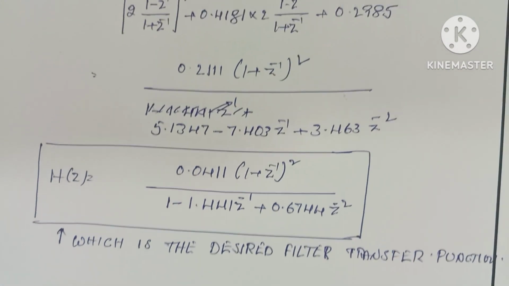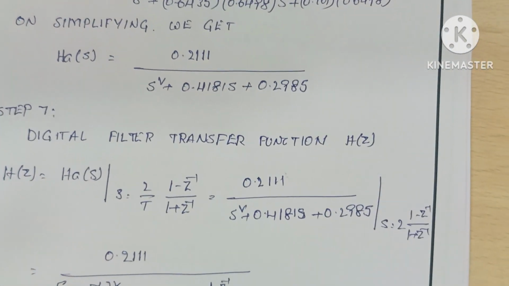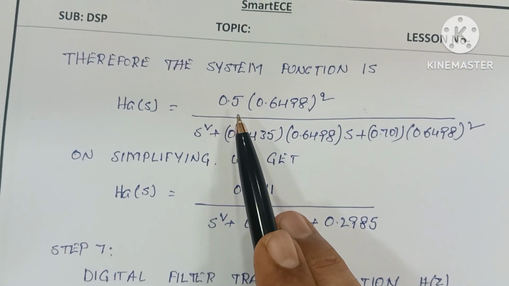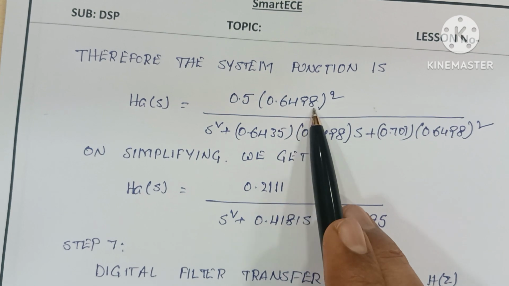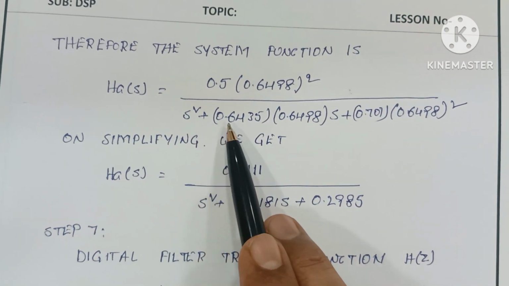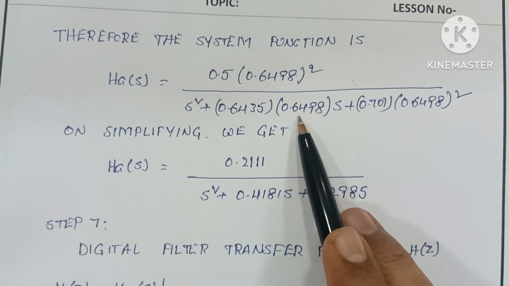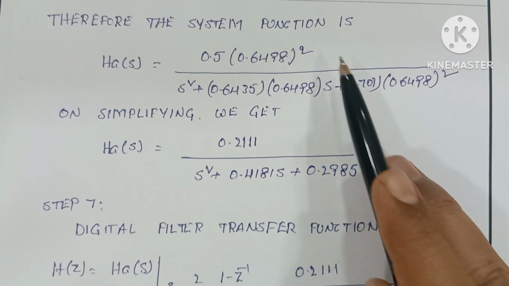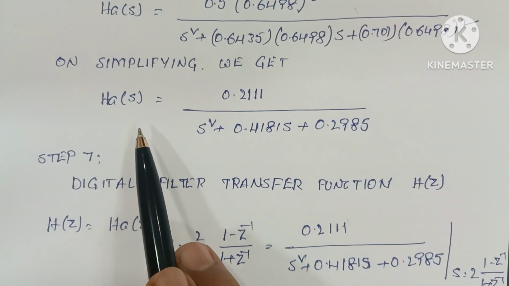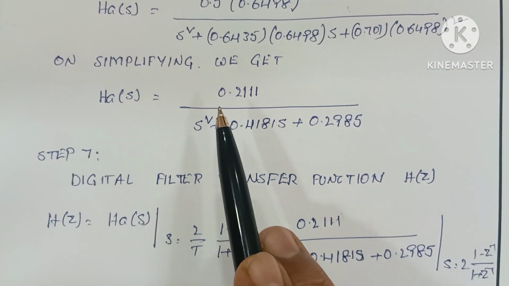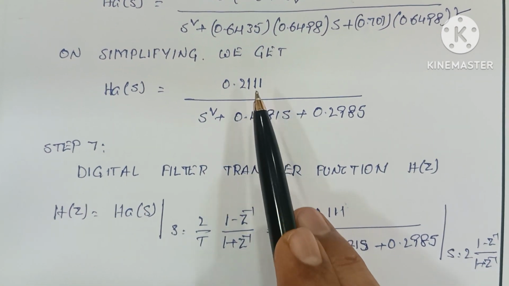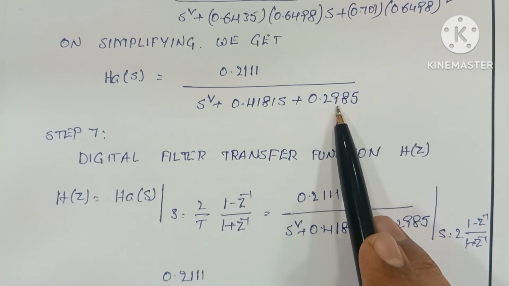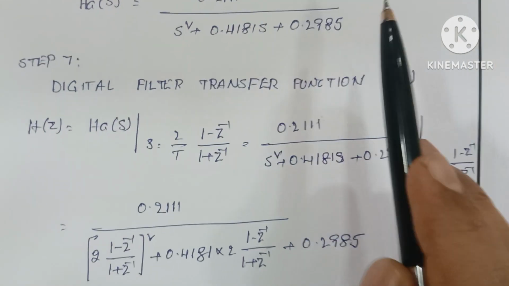After getting all the coefficients, substituting all the values yn, b1, c1, bk in the analog filter transfer function. Therefore, the system function is written as HA of s, which is 0.5 into (0.6498) whole square by s square plus 0.6435 into 0.6498 into s plus 0.707 into (0.6498) whole square. After simplifying, we get HA of s. This is the analog filter transfer function, which is nothing but 0.2111 divided by s square plus 0.4181 s plus 0.2985.